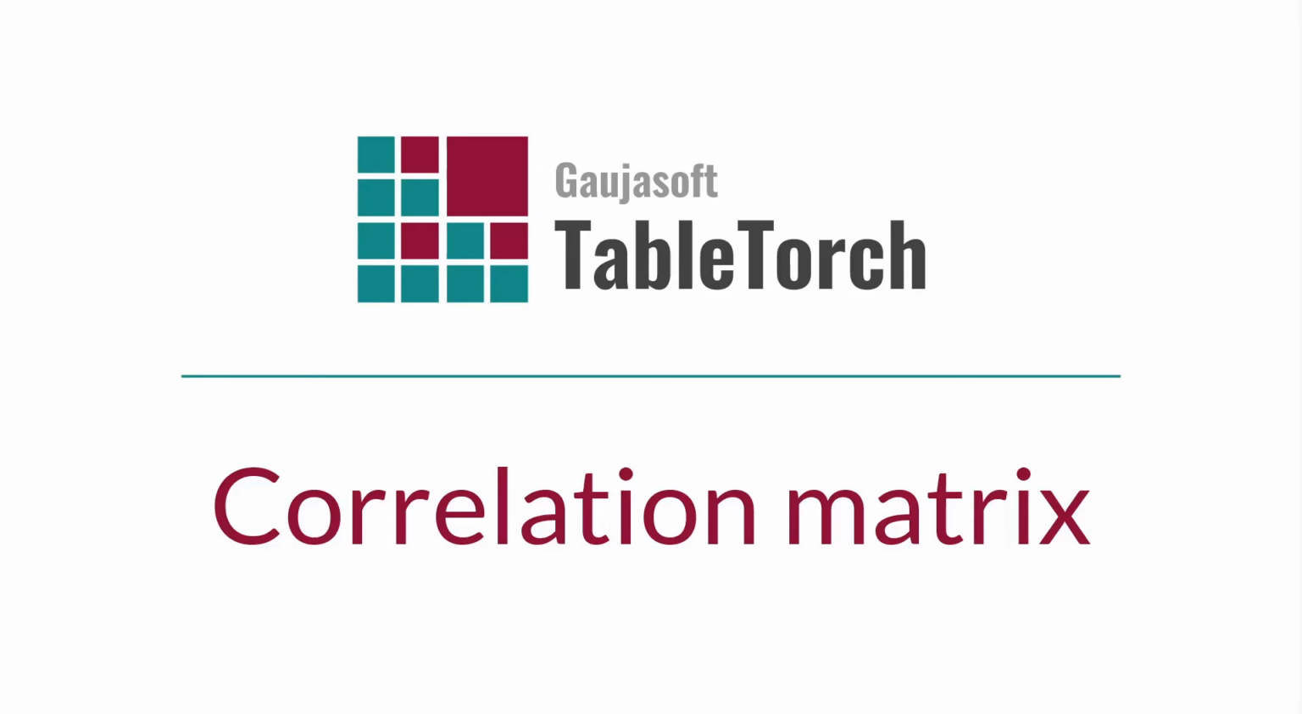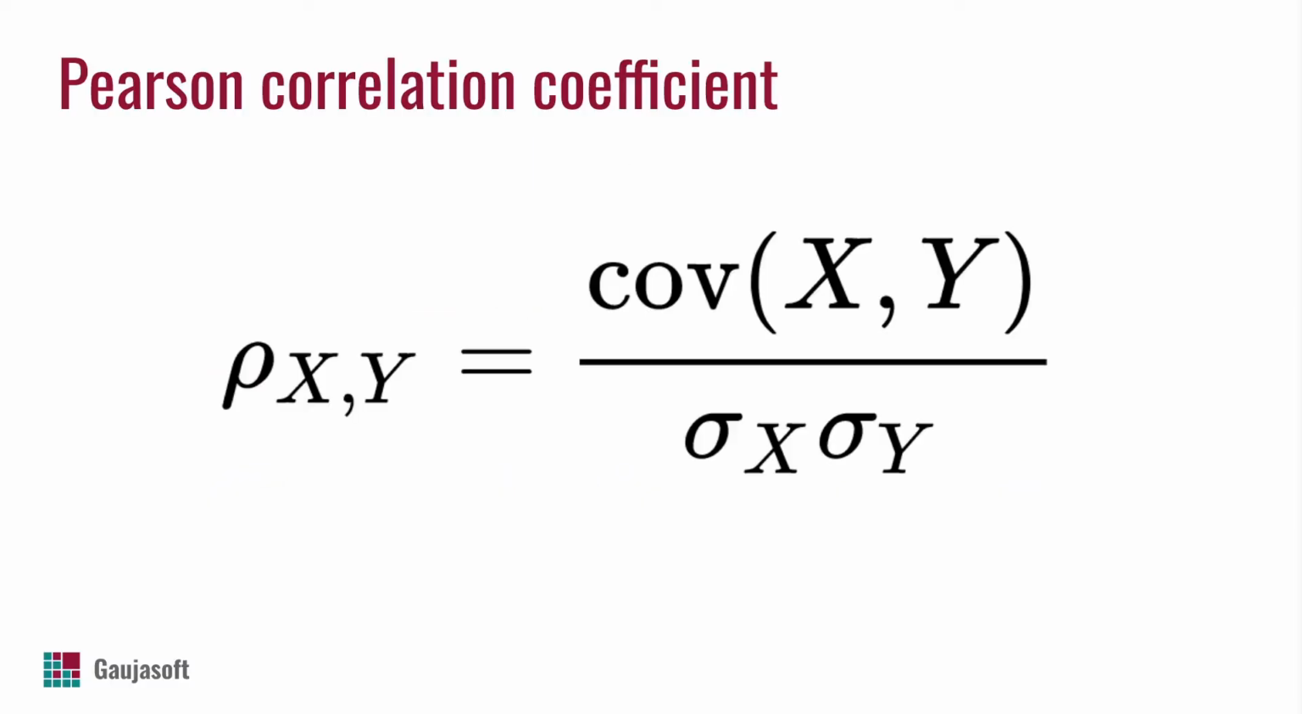GauessSoft TableTorch is an add-on for Google Sheets. In this video, we'll focus on the correlation matrix function of the TableTorch.